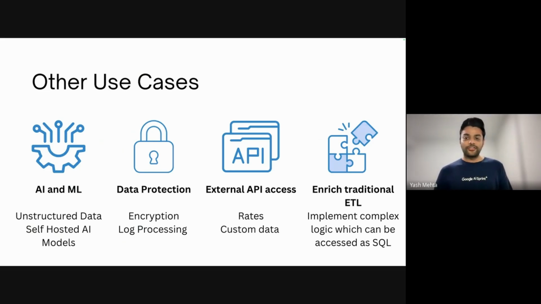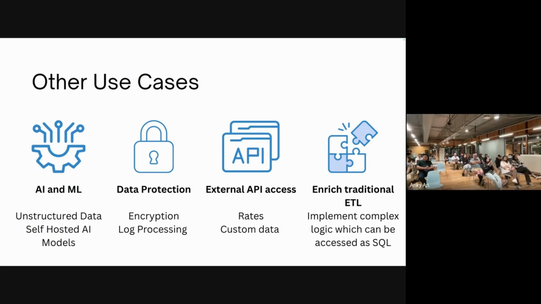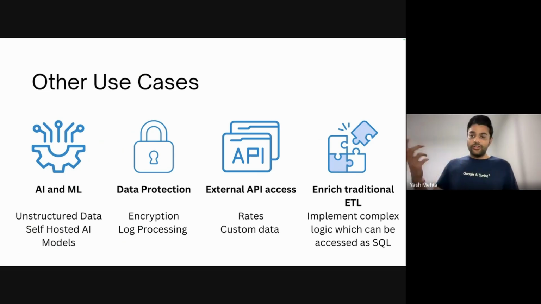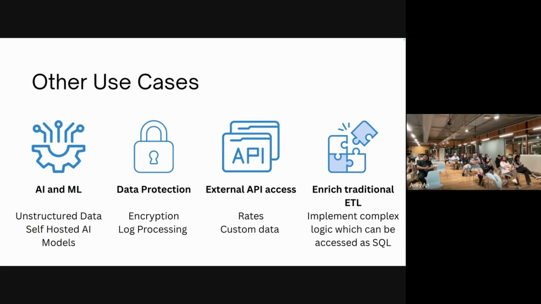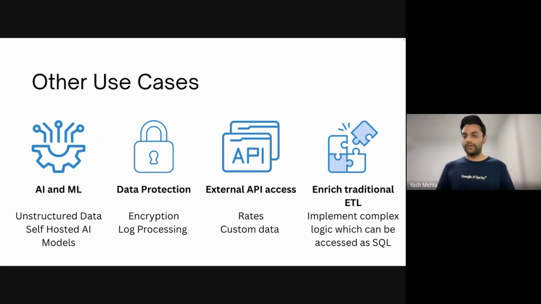So what if you want a small model which is under your control? Maybe you want to use a smaller version of Gemma 3, or a small version of Llama. You host it on Cloud Functions, probably Cloud Run, not Cloud Functions, and then you can call those small models from BigQuery just using SQL. How easy is that? Data protection, as I mentioned, encryption. You could have complex encryption and decryption logic sitting in Cloud Functions.